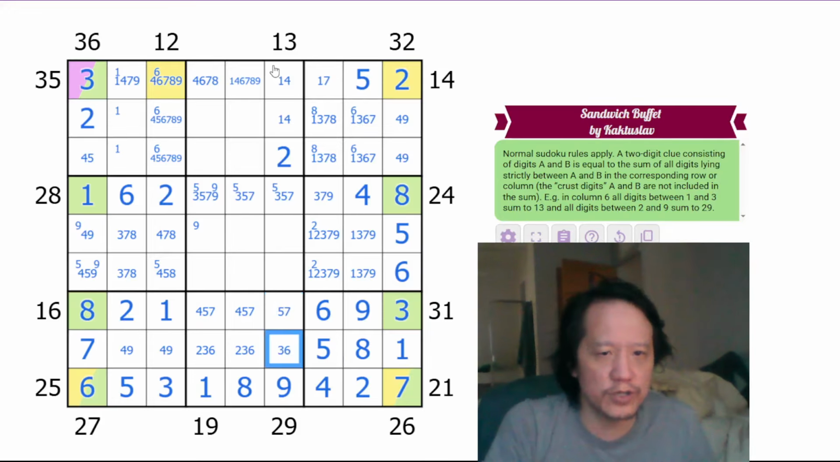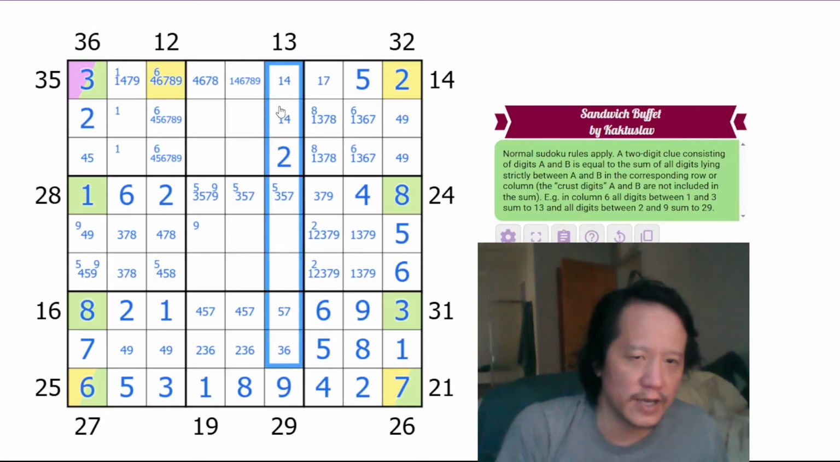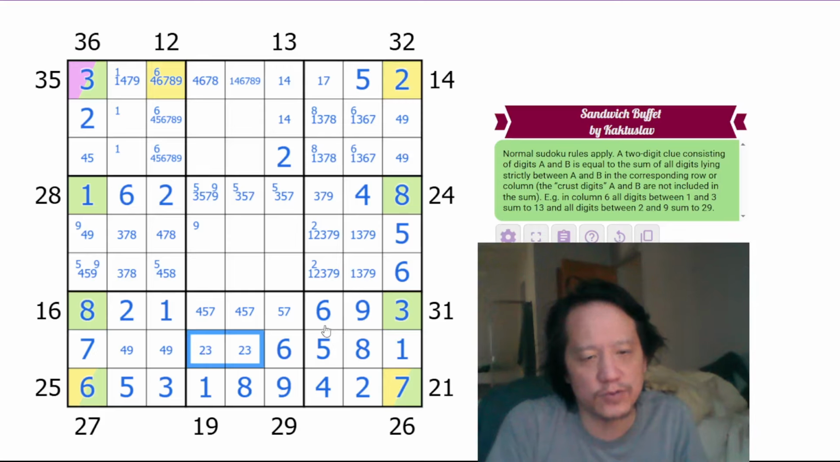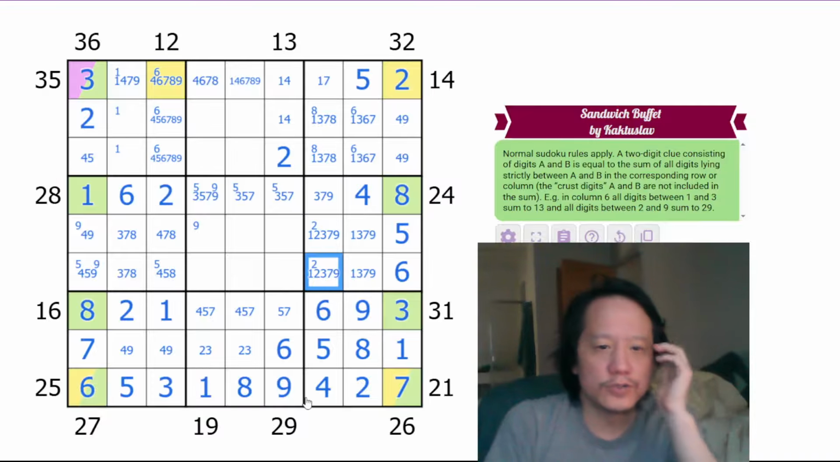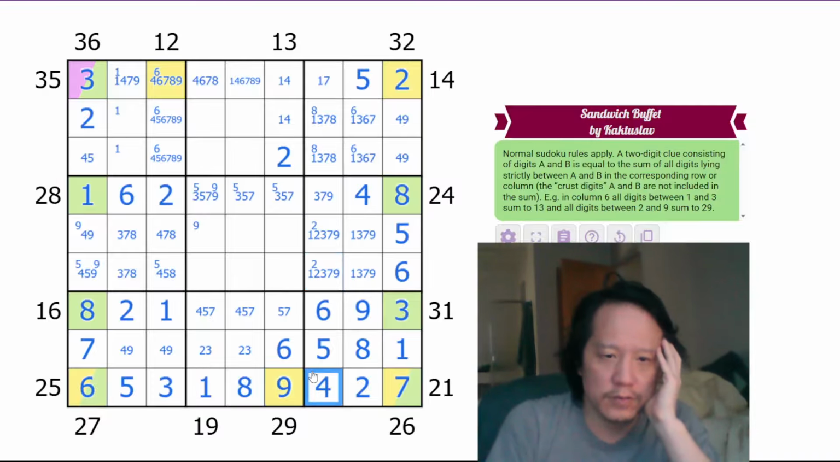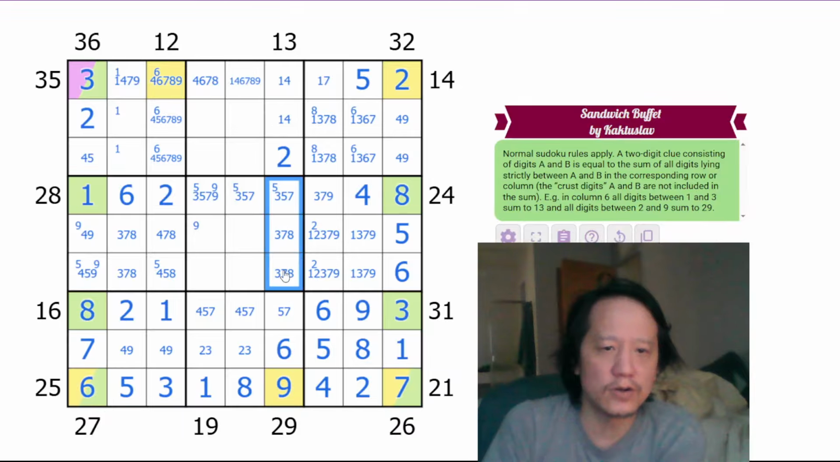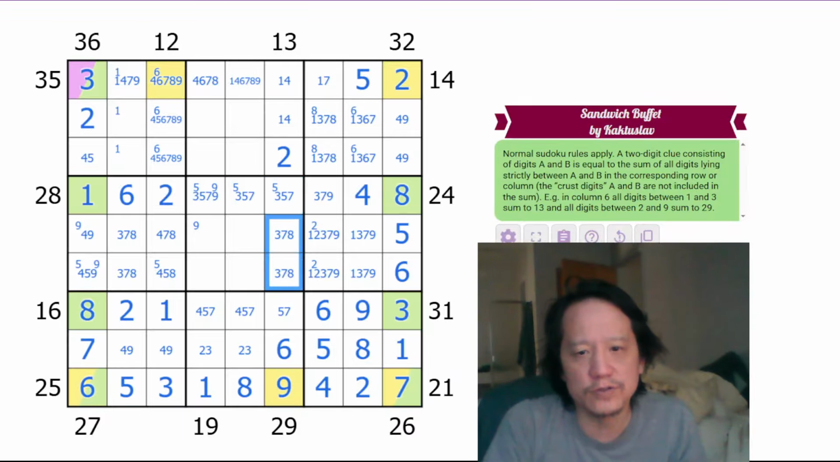If this were 3, it's way too far from 1 to add up to 13. So this must be 6, which eliminates 6 in the rest of the row. So this should be done. That leaves the remaining digits as 3, 5, 7, 8. 5 cannot be here. So 8 has to be one of these two.